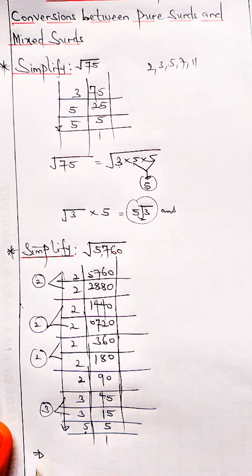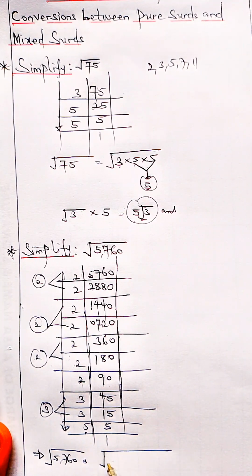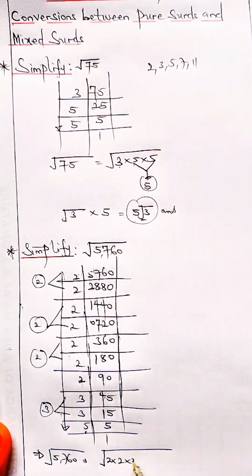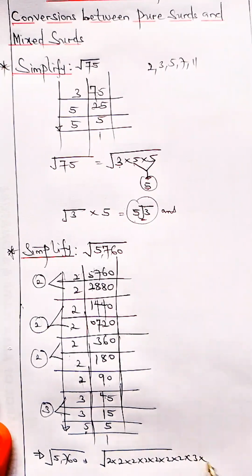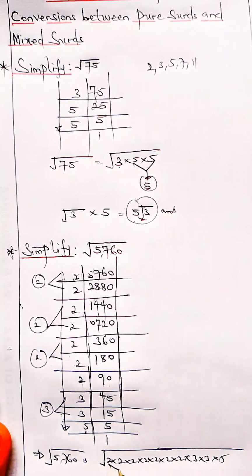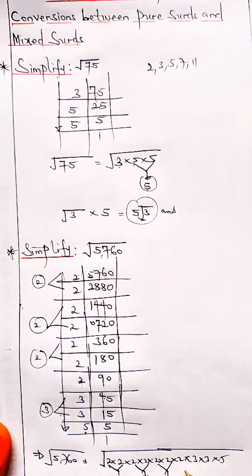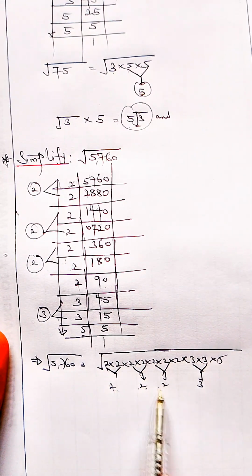So the next thing we're going to work on now, we write this out. 5760 would be all this right here. As you can see, we have 2 times 2, 2, 2, 2, 2, 2, 3, 3, and 5. So pick 2 already. This 2, 2, 2, and then 3.